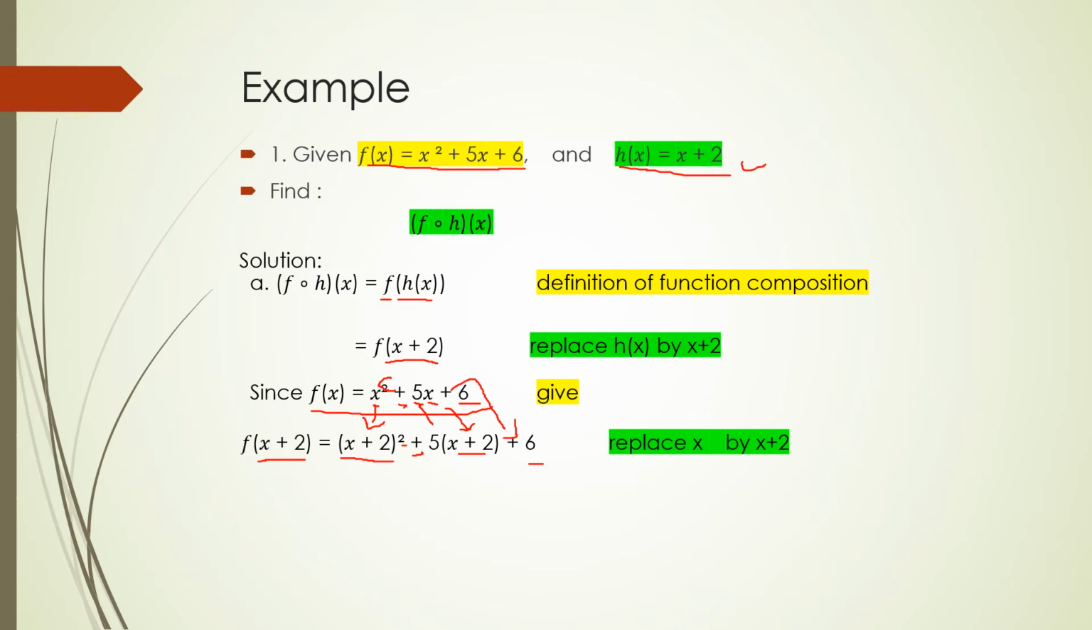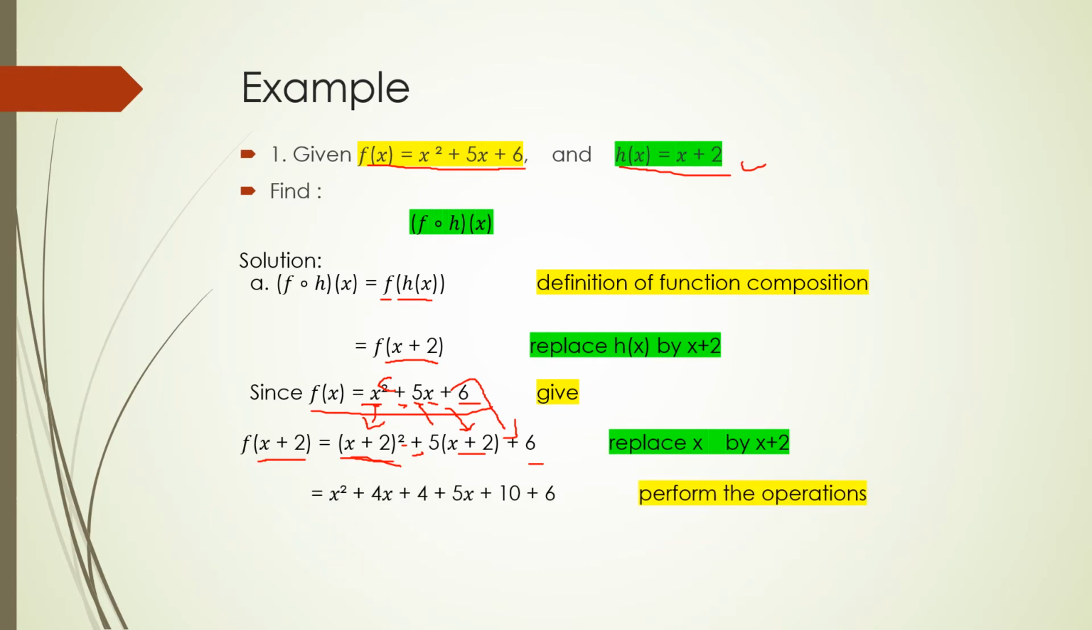Okay, did you get that? We just replace x by x plus 2. I'll repeat: this is x, and we replace it with x plus 2, and then we have the exponent, plus 5, and then we replace x with x plus 2, and then plus 6. Do you have any question on that?